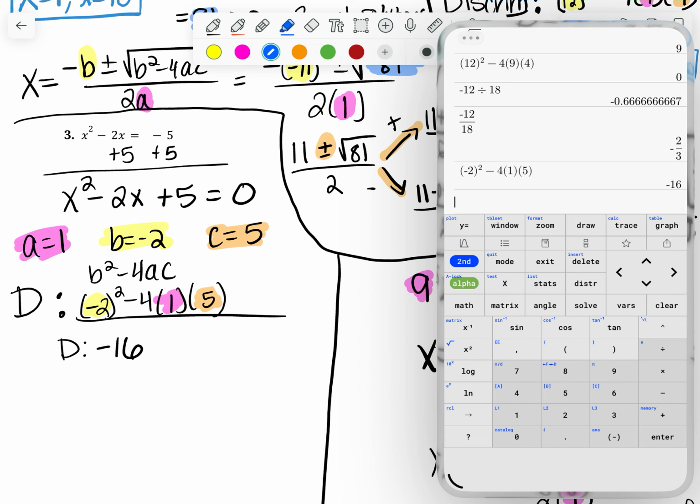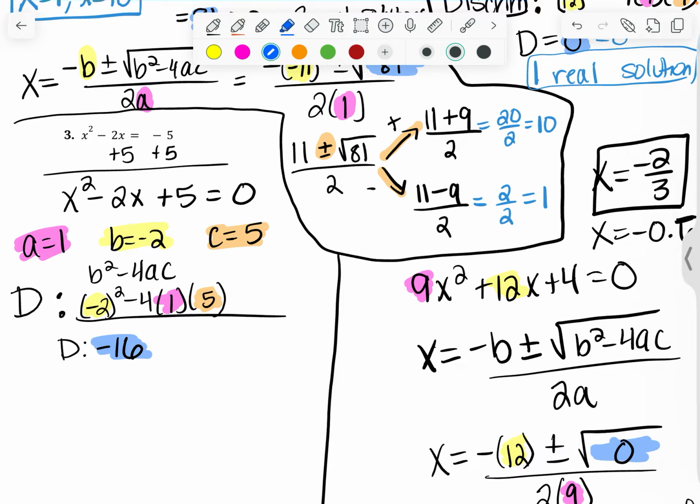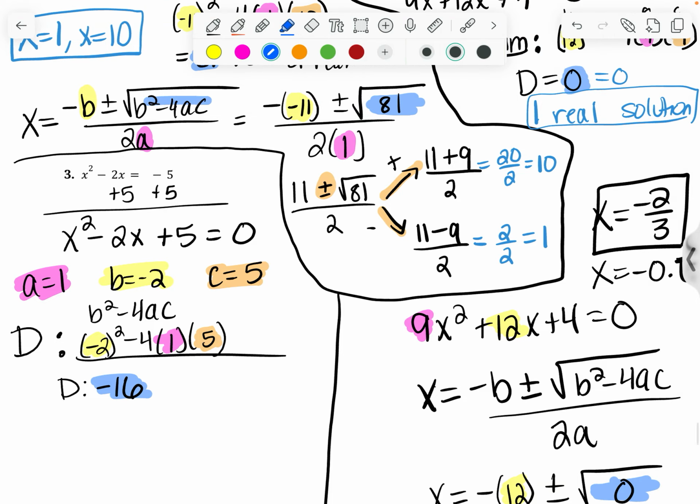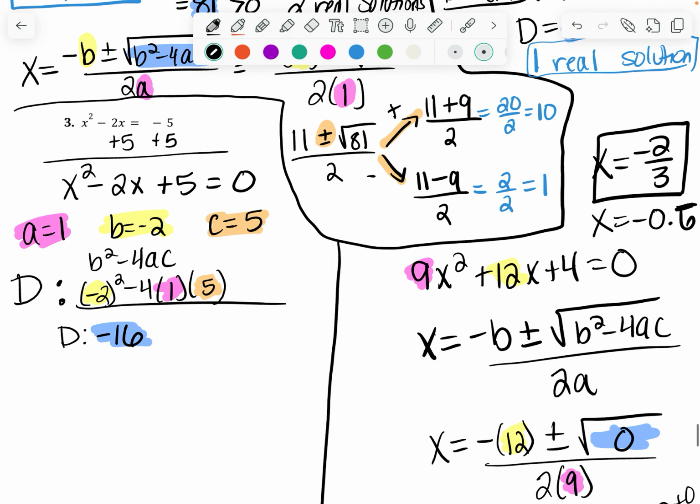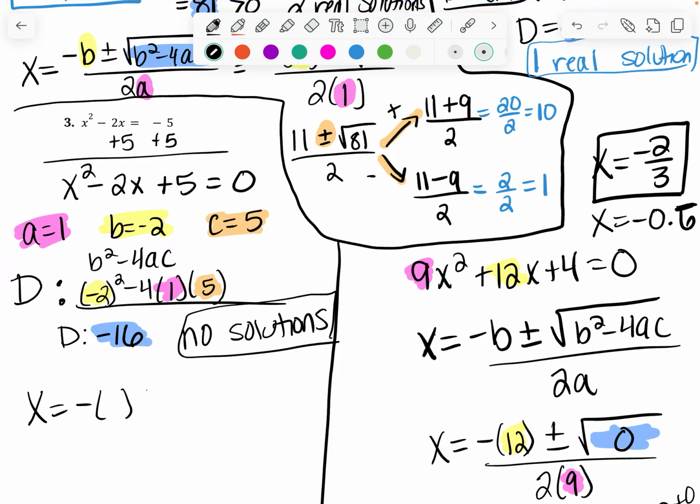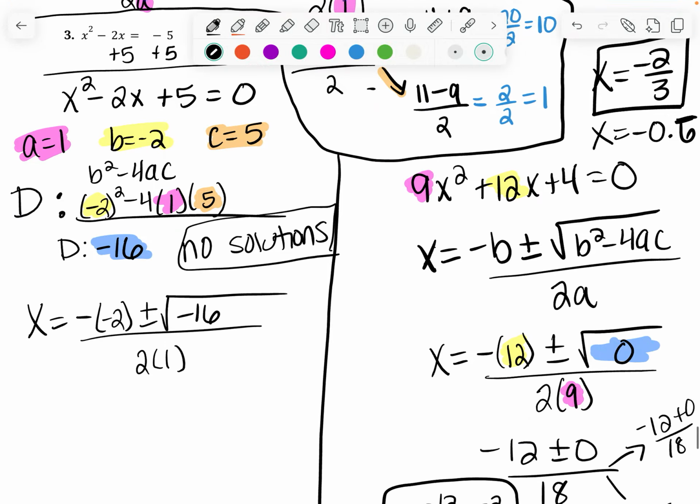Now this is the part that goes under the square root, the b squared minus 4ac part in the quadratic formula. And since it's negative and you can't take the square root of negative numbers, this means that it has no solutions. So even if you were to go on and do negative b plus or minus the square root all over 2a, you're going to end up having a negative 16 here. B is going to be 2 and a was 1. So you're going to get 2 plus or minus the square root of negative 16 over 2.